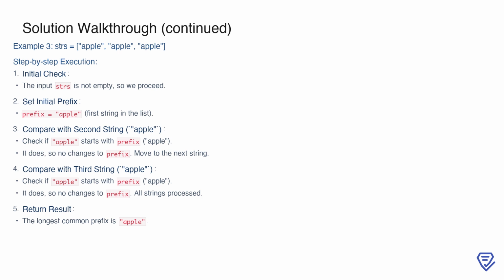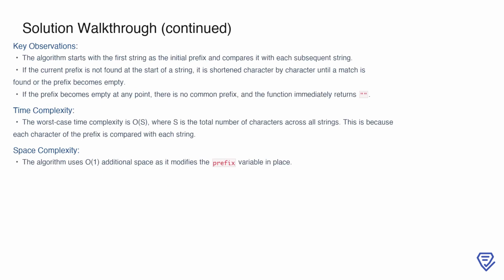Since all strings in the list match the prefix, we have completed the comparisons. The longest common prefix in this case is the entire string, apple, which we return as the result. This algorithm follows a simple and efficient approach.